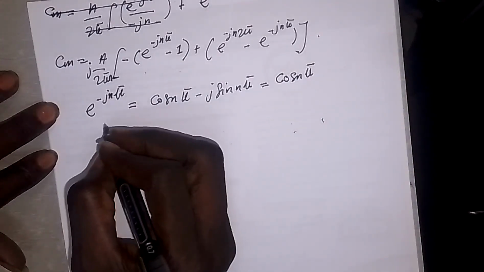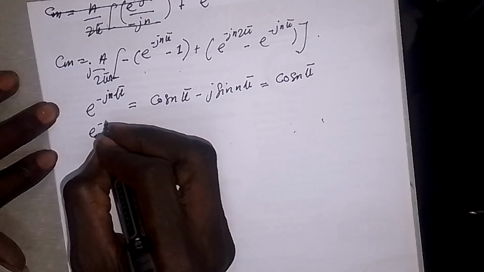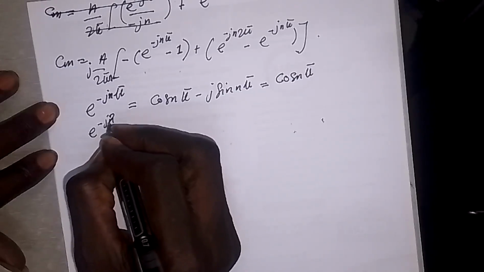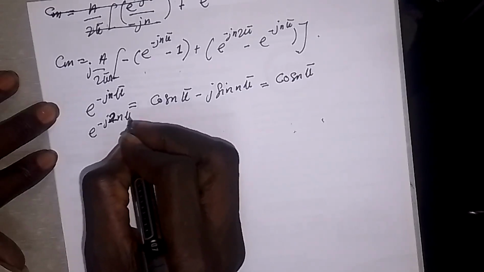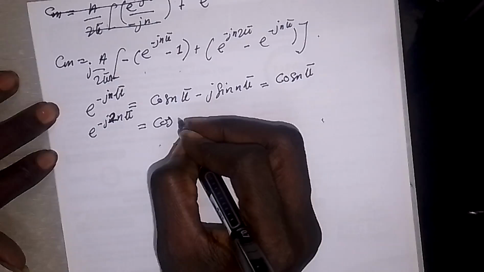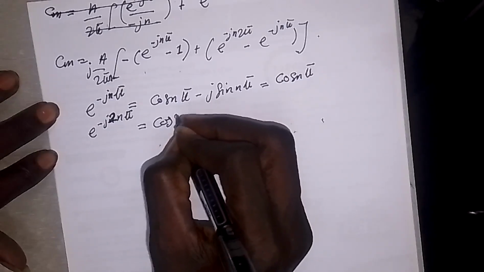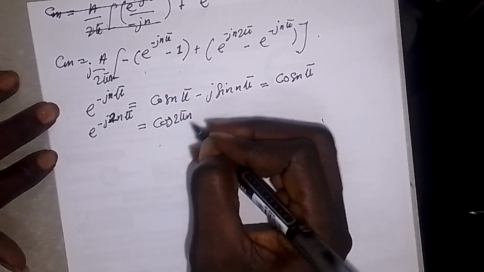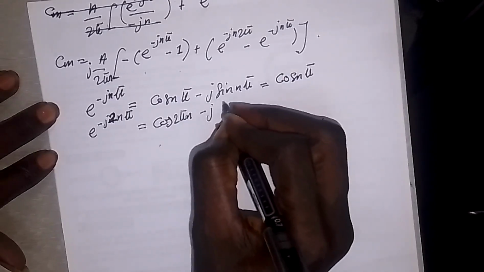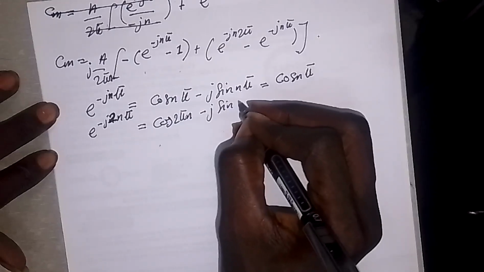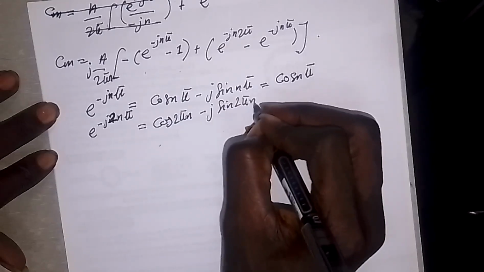And then let's determine the value for e exponent minus j 2 n pi. It's better to write it this way. That equals cos 2 pi n minus j sine 2 pi n.